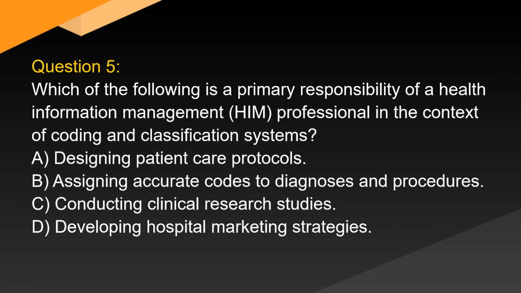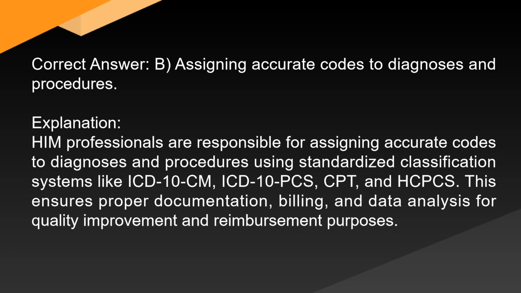Question 5. Which of the following is a primary responsibility of a health information management, HIM, professional in the context of coding and classification systems? A. Designing patient care protocols. B. Assigning accurate codes to diagnoses and procedures. C. Conducting clinical research studies. D. Developing hospital marketing strategies. Correct answer: B. Assigning accurate codes to diagnoses and procedures.